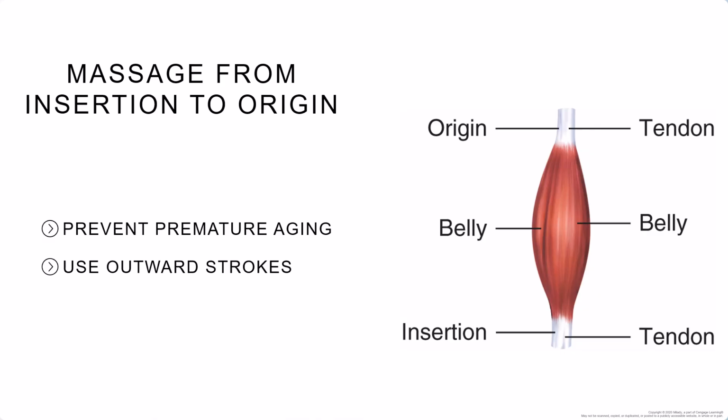So you should always massage from muscle insertion to the origin, and this will prevent breaking down tissue and potentially causing premature aging. The insertion is the portion of the muscle at the more movable attachment site, and then the origin is the portion of the muscle that is at the fixed attachment site.